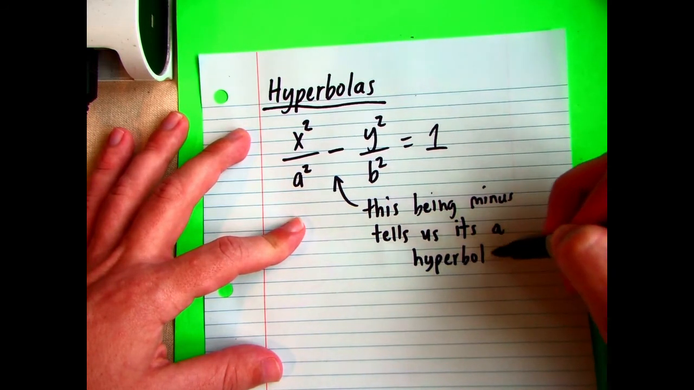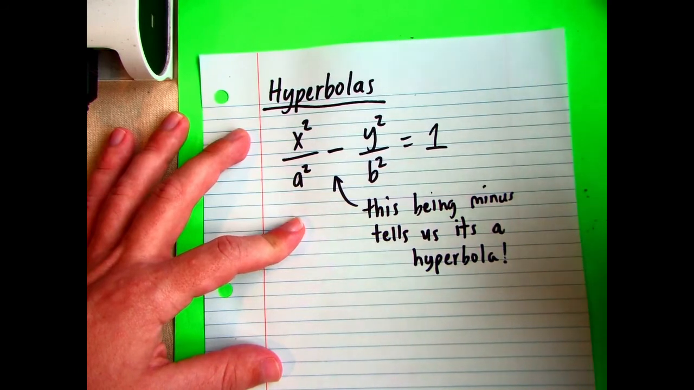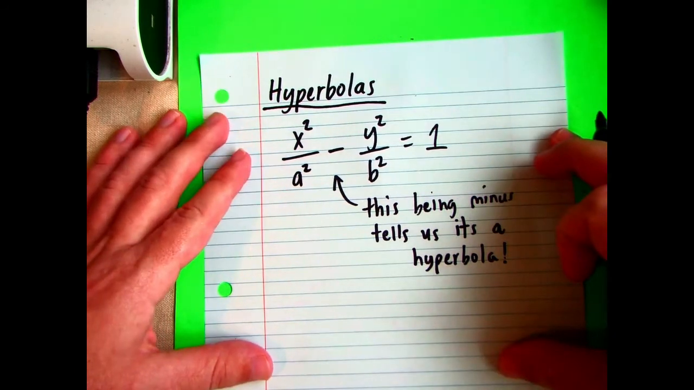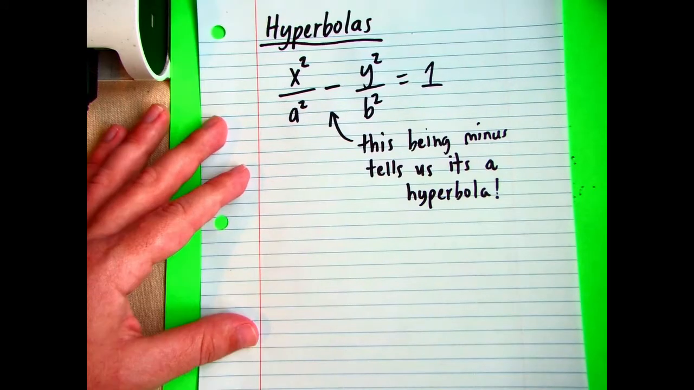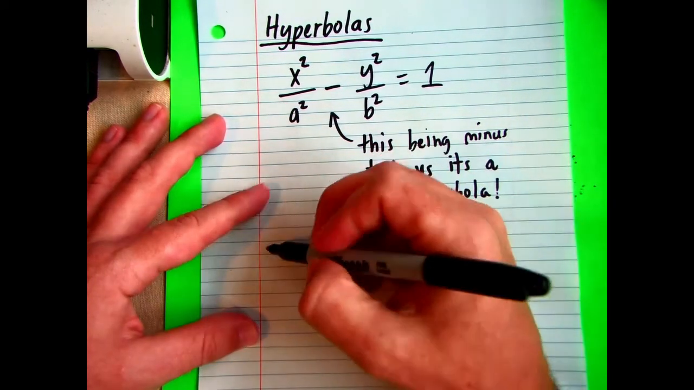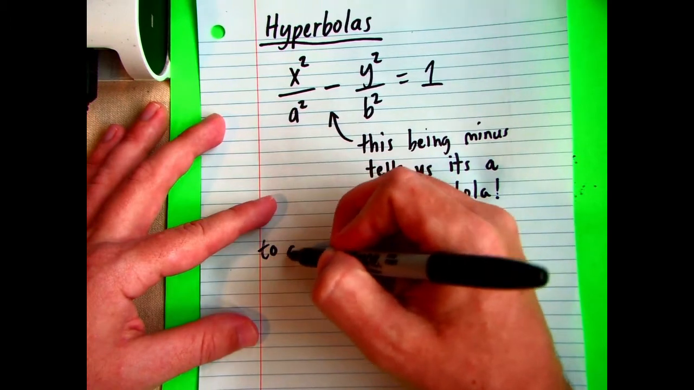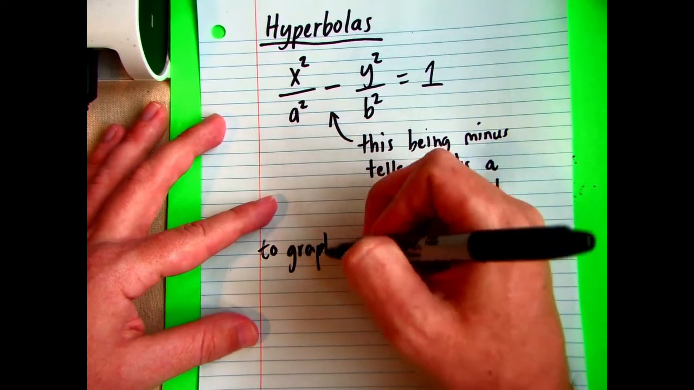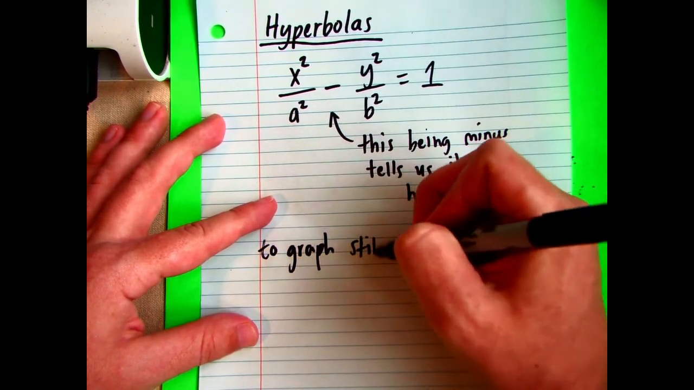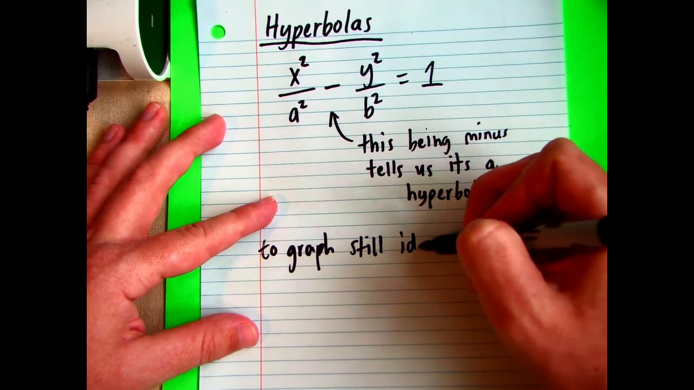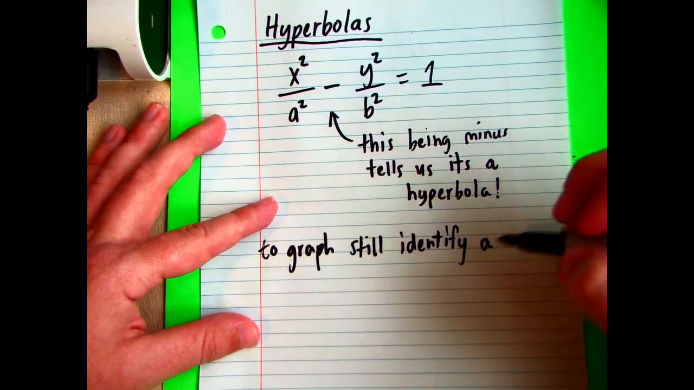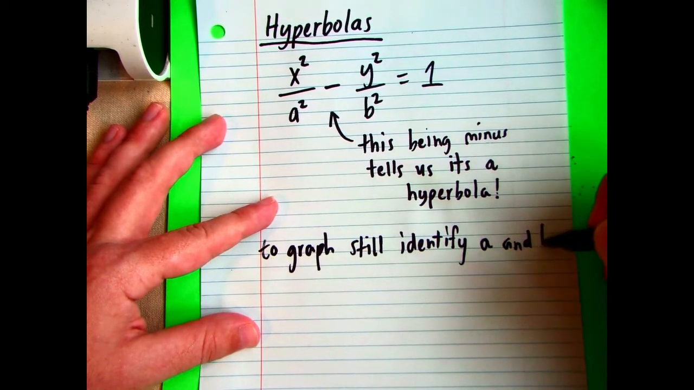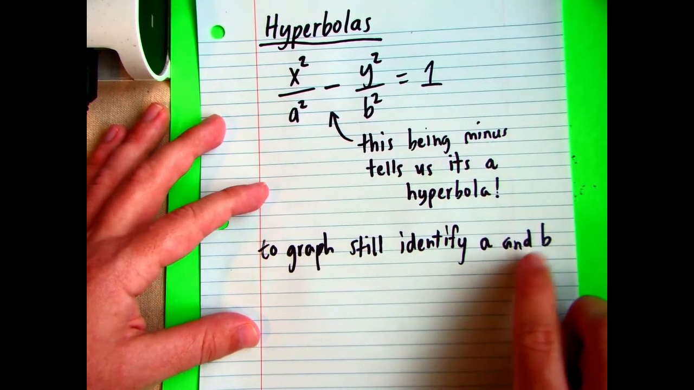Okay, some other common things that you see with ellipses. You see the x squared, the y squared, still have a squared and b squared. So a and b are still definitely a part of this graph. We still want to identify what a and b are, and be kind of familiar with what they're going to do.